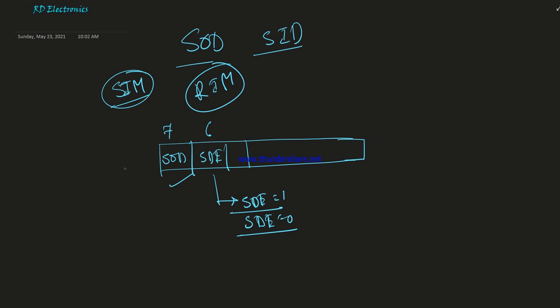The remaining bits are used for the interrupt process, but in this video we only talk about the serial data transfer mode. So let us discuss how the serial data transfer mode works.